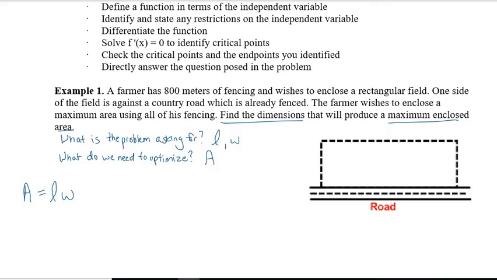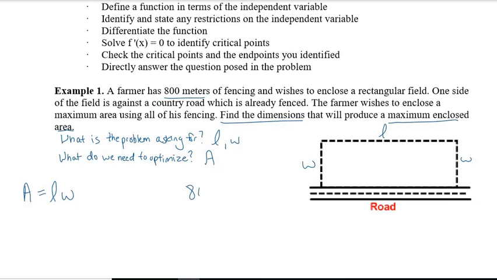So we have to use a bit of know-how to help us make this a little simpler. Let's take a look at our problem again. We have our length and our width that we're solving for. And we said the farmer has 800 meters of fencing. That's going to be important. It also says that one of the sides is already fenced because it's against the country road, so we're not going to worry about that. So we have to split up that 800 meters across the other 3 sides.